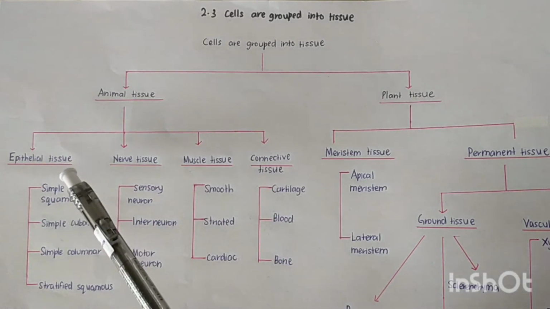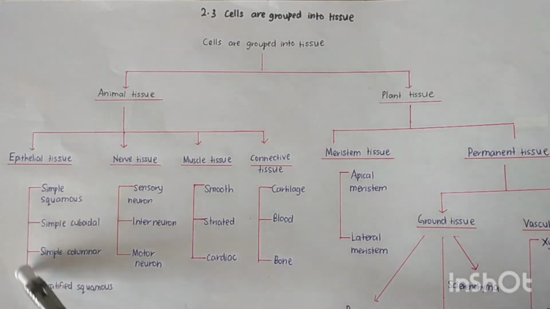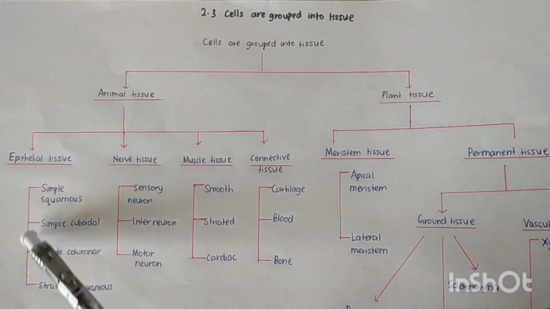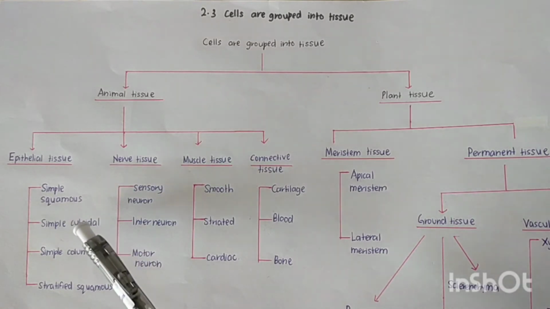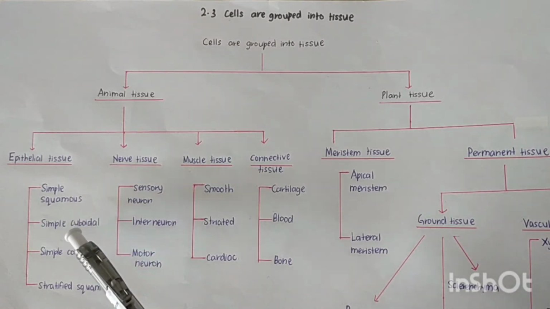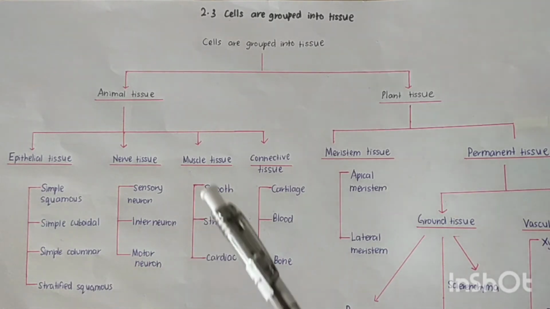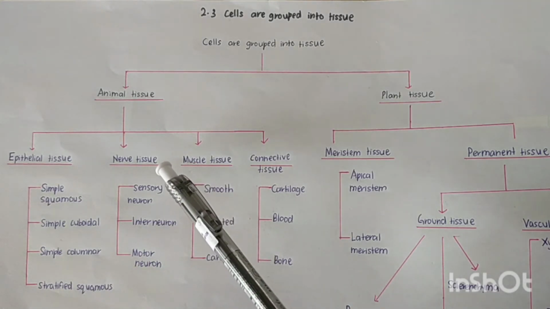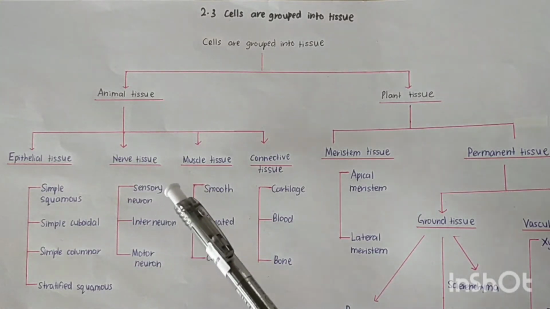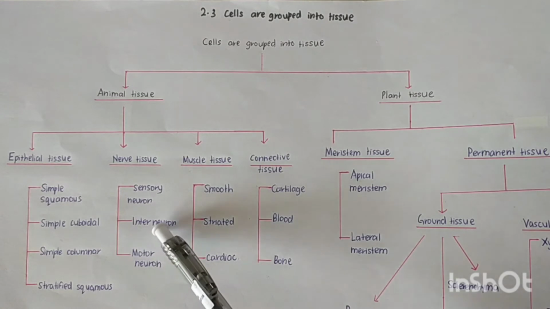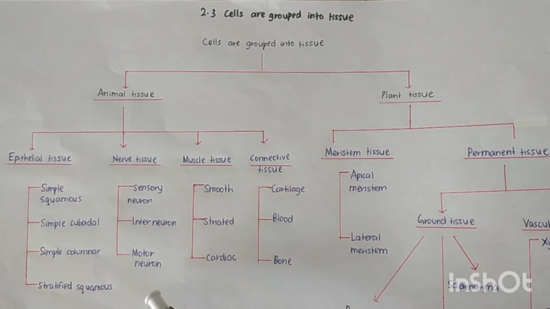The first one we call epithelial tissue. You have to focus on the types of epithelial tissue, which are, the first one, simple squamous epithelial tissue. Next, simple cuboidal epithelial tissue, simple columnar, and the other one stratified squamous. And then the next tissue, nerve tissue. For nerve tissue, you have to differentiate between the sensory neuron, interneuron, and also motor neuron.